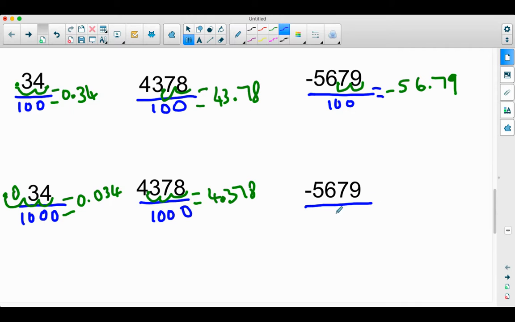Negative 5,679 divided by 1,000. We are going to move the decimal point 3 places to the left. So 1, 2, 3 places to the left. So that will give us negative 5.679.